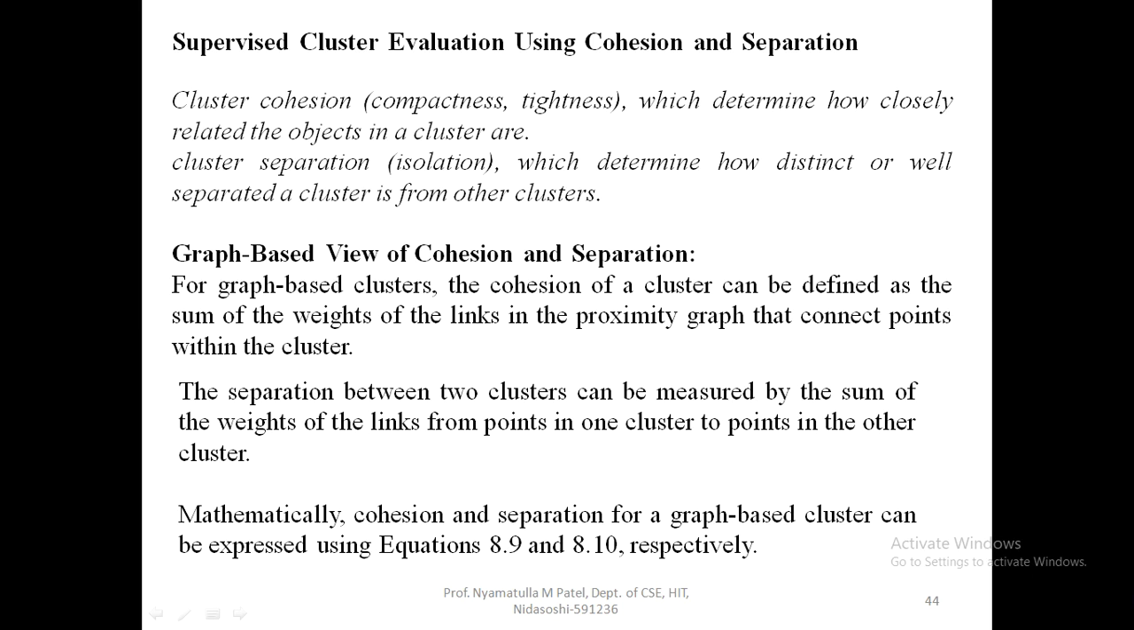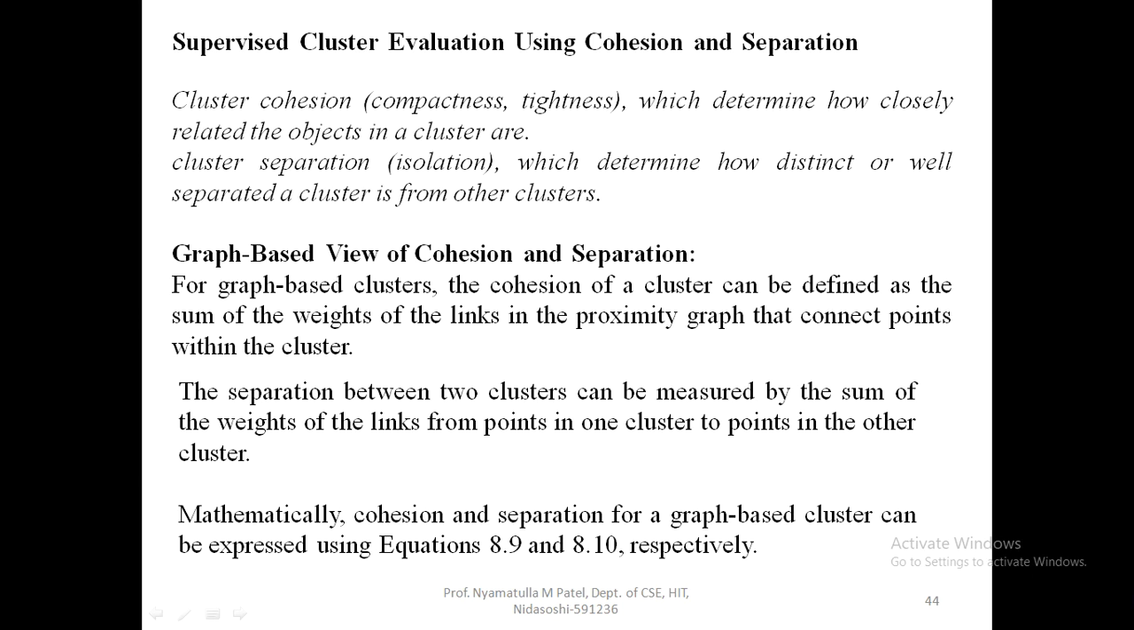Tightness determines how closely related the objects in the cluster are, and cluster separation is nothing but the isolation, which determines how distinct or well separated a cluster is from the other clusters. So, using cohesion and separation, we will be able to determine how closely the two clusters are related to one another, and using cluster separation, we will also be able to determine how distinct or well separated a cluster is from the other cluster.